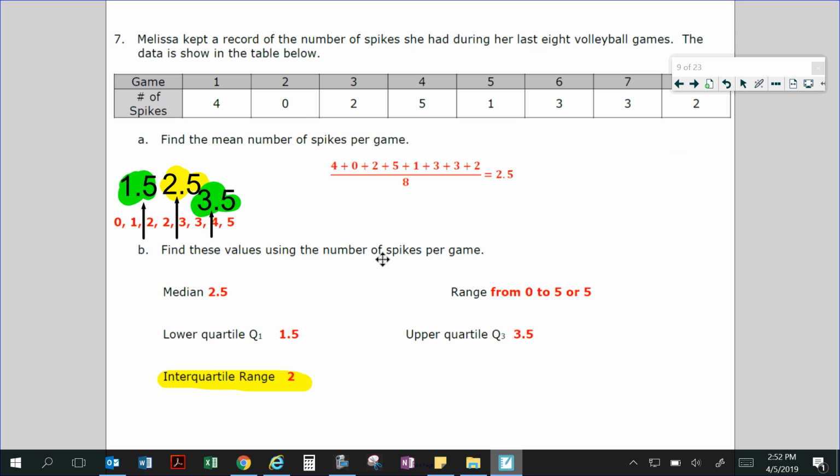If you would like to see how I came up with number 7, put them in order. And that's why the median is 2.5. These are the lower numbers. What's in the middle of the lower numbers? 1.5. What's in between 3, 3, 4, 5? 3.5. Subtract it. That's why interquartile range is 2.